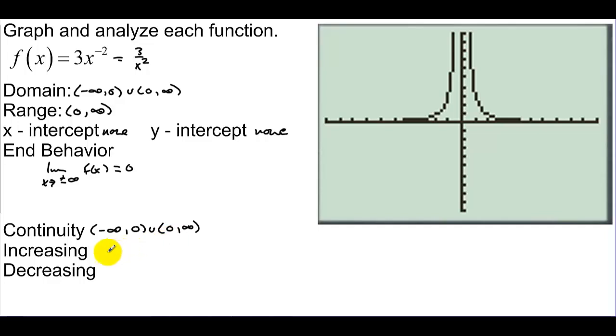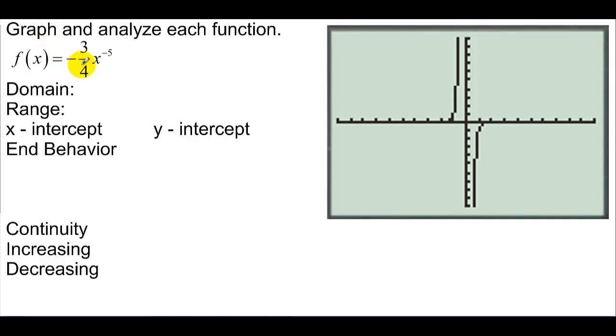0 to infinity, increasing from negative infinity to 0 and decreasing from 0 to infinity as we go left to right. Negative 3/4 x to the fifth, that's like having negative 3 over 4x to the fifth. Notice now the domain can't be 0. We do have a variable in the denominator. So negative infinity to 0, union with 0 to infinity.